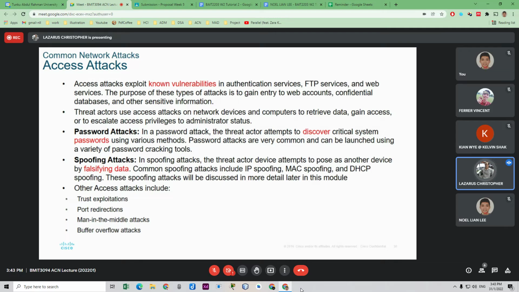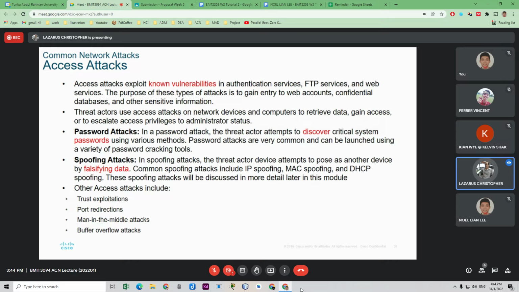That means the threat actor device attempts to pose as another valid device by falsifying data. So spoofing attacks include IP spoofing, MAC address spoofing, and DHCP spoofing, right? And we'll talk more about these spoofing attacks later. Other access attacks include trust exploitation, port redirection, man-in-the-middle attacks, and buffer overflow attacks. I'm not going to go into depth on all of this now.